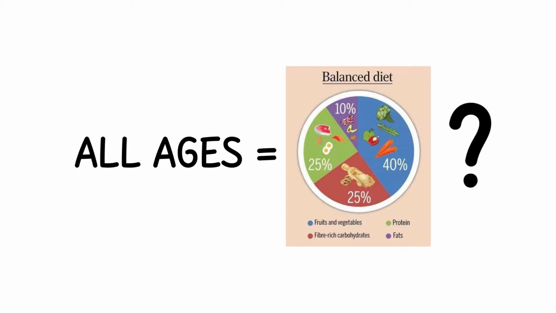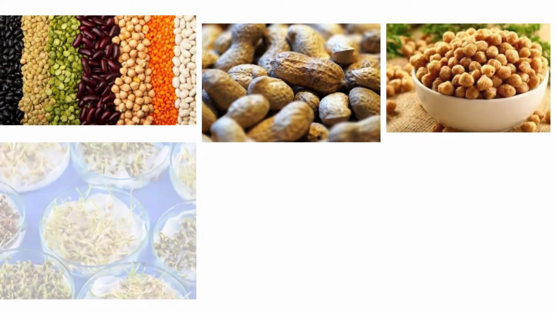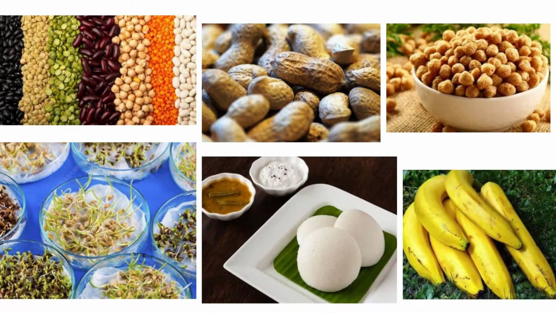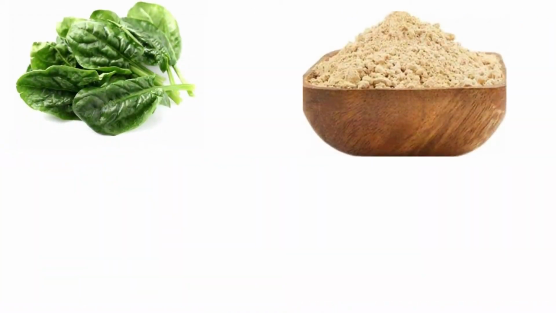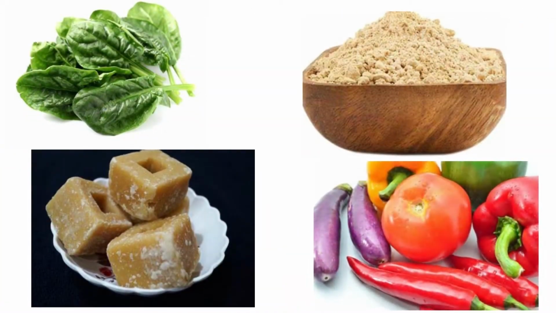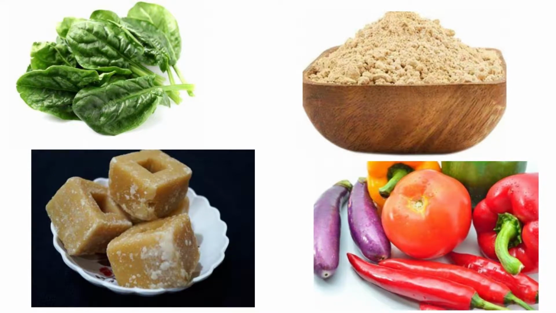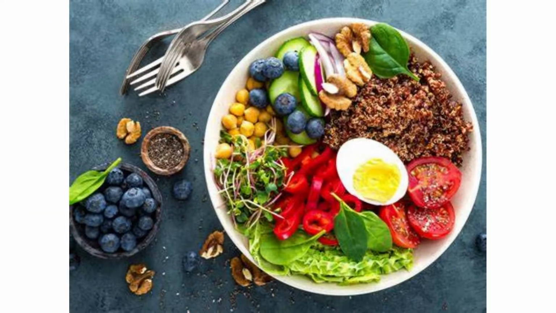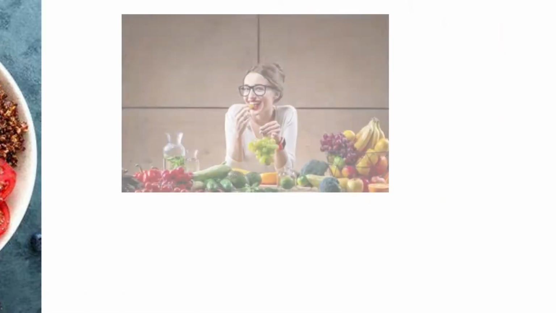Do you think that people of all ages need the same type of diet? Pulses, groundnut, soya bean, sprouted seeds, fermented foods like idlis, banana, spinach, sattu, jaggery, available vegetables and other such foods provide many nutrients. Therefore, one can eat a balanced diet without expensive food materials.